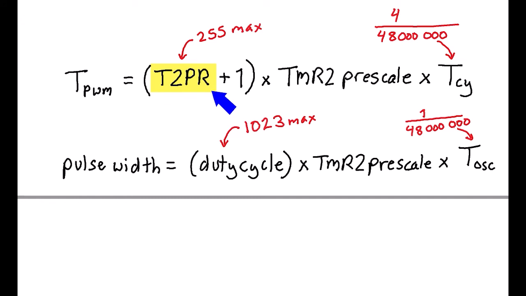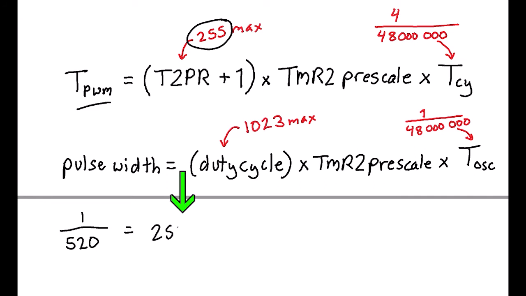So how do we do that? Well, what I recommend you do is that we're going to put in the maximum value here and then calculate an approximate prescale value. So that's what I'll do first. So to begin with, we have to choose what we want the period to be. So as an example, let's say that we want a period such that the frequency of this is going to be 520 hertz. So T_PWM is just going to be equal to 1 over 520 seconds. And as I said, we're going to swap in the maximum value for this T2PR.